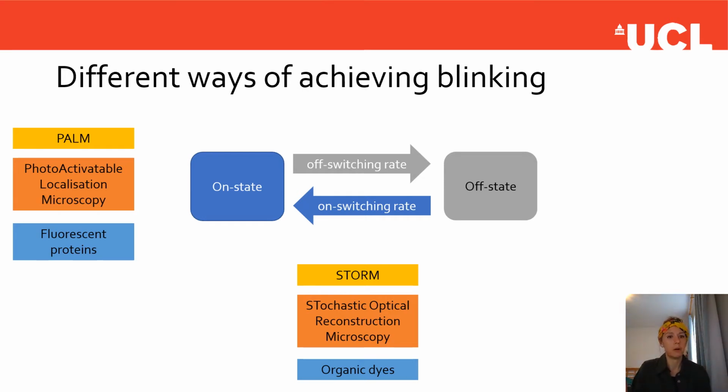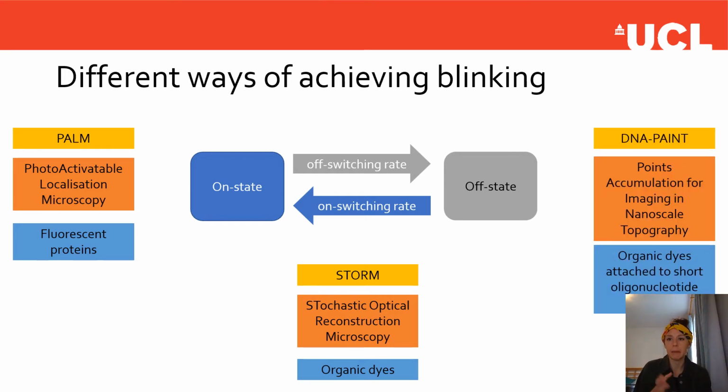And the final popular way of achieving blinking is DNA-PAINT, which is points accumulation for imaging in nanoscale topography. In this case, it uses melting of DNA to bring short labelled oligonucleotides closer to and further away from your sample. That's your on state and your off state: the distance from your DNA molecule to the structure of interest. So we're going to go through each of these individually and get a flavour for what they're like.